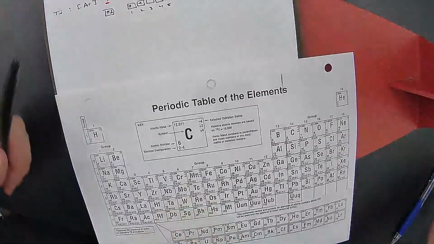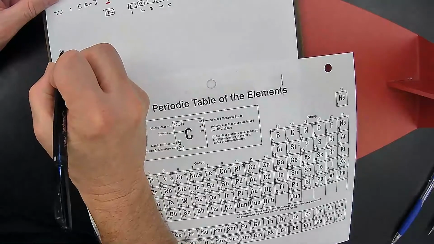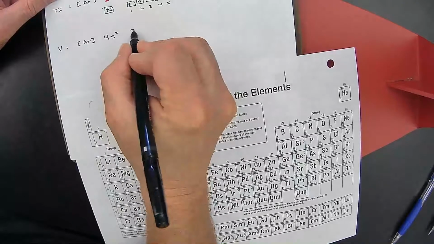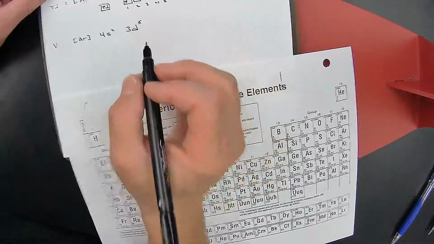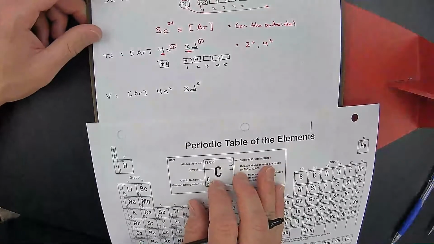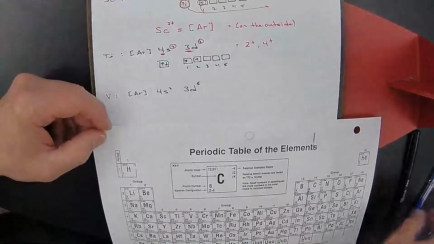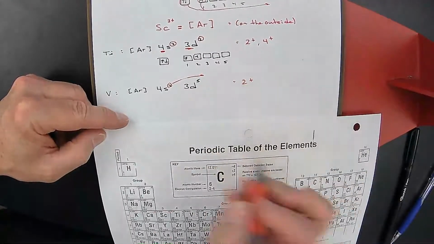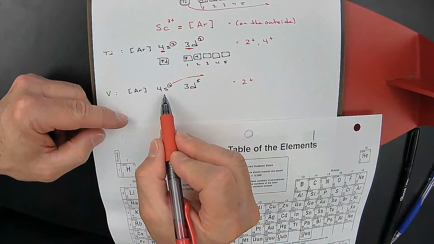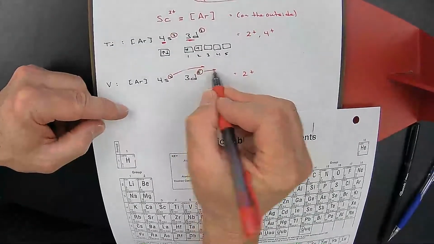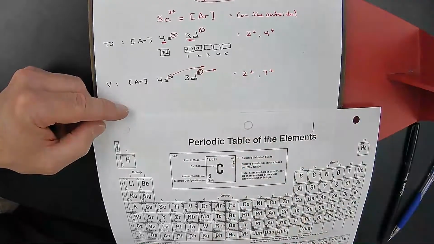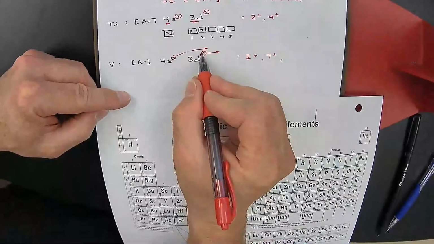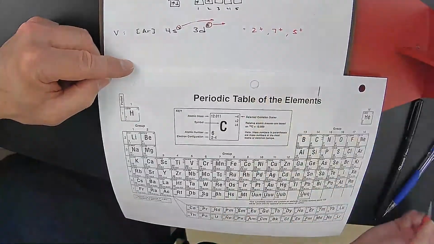Then we'll do one more, looking at the oxidation state. Vanadium is argon, 4s2 3d5. So now argon, 4s2 3d5, if I were guessing, I would guess that a 2+ would be an option, that it loses the two electrons from the 4s orbital. I would guess that a 7+ would be an option. Maybe it loses these two and these five. I would guess that maybe it just loses those five and becomes a 5+.